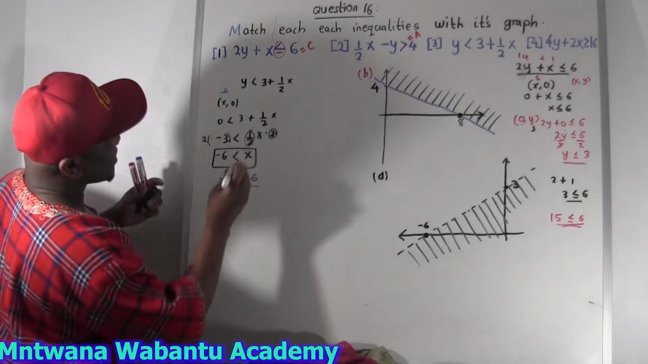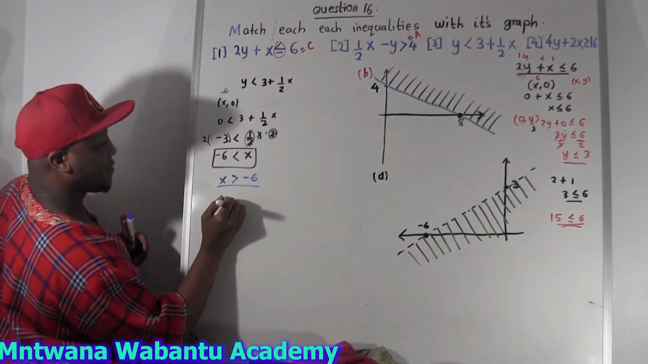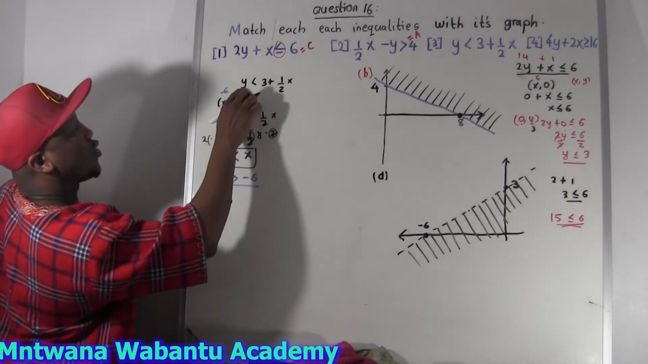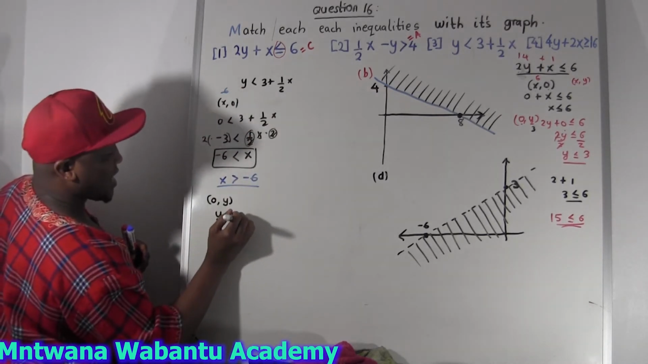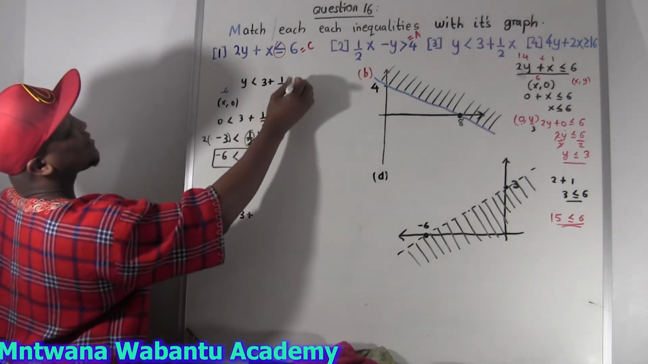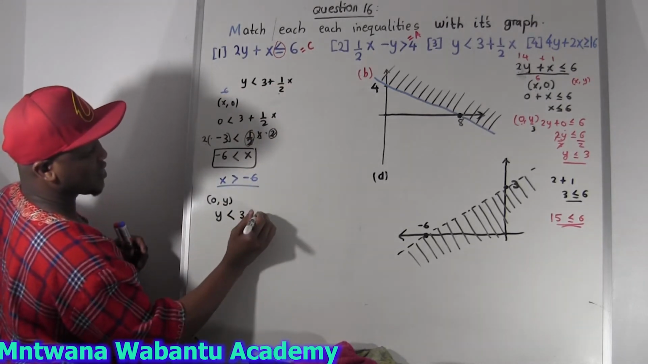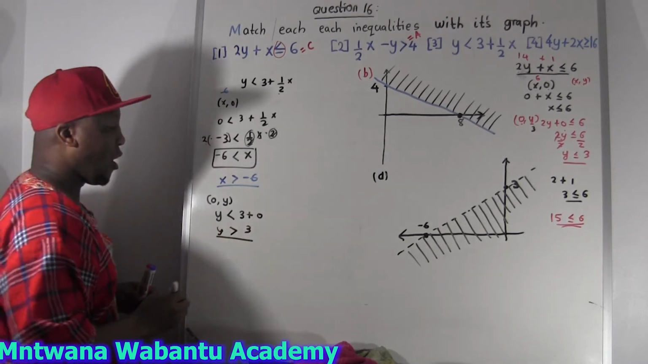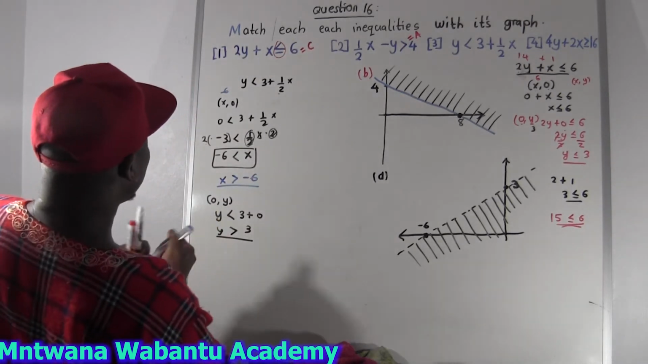When finding the y intercept, x equals 0. So y is less than, with x equal to 0, we have 3 plus a half times 0, which equals 0. So this term is 0. So y is greater than 3. Okay, so our y intercept is equal to 3.